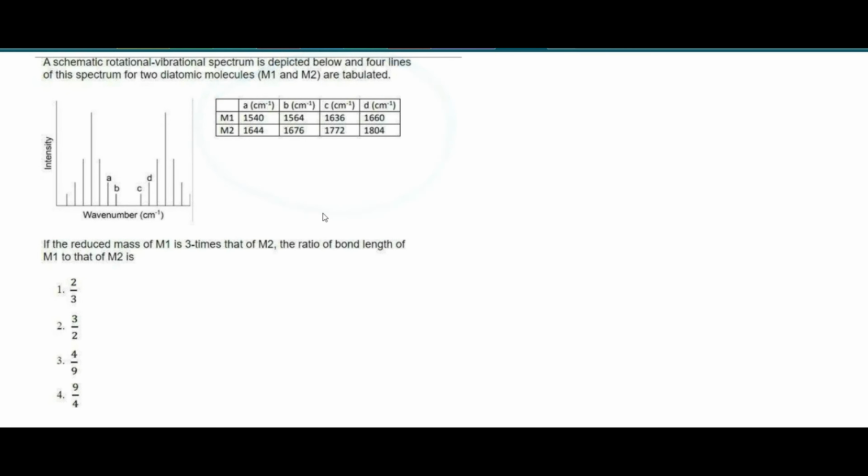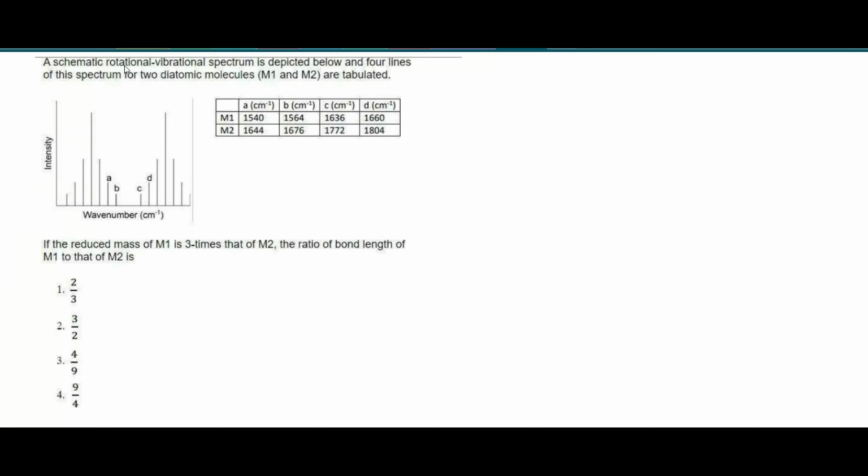Before that, let's look at the spectrum. So if we look at the spectrum, on this side you have a spectrum, and similarly you have a spectrum over here. Okay, as you can see, this A, B, C, D are all corresponding to the rotational vibration spectrum.